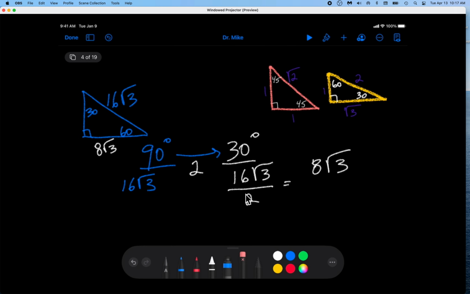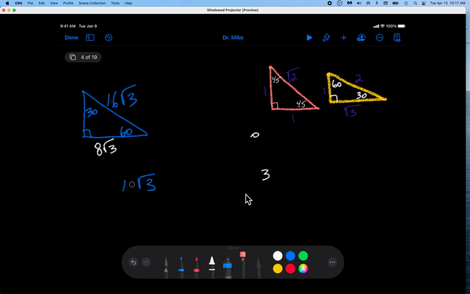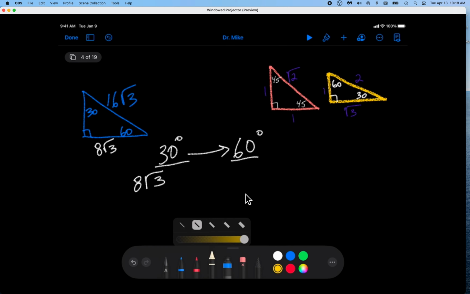Now that we have the side that's opposite the 30 degree, now we can move to the 60 degree. So here we're going to go 30 to 60. The conversion factor when you're dealing with 60 degrees is always going to be the square root of 3. The only question is, are we going to divide or multiply? We're getting bigger as we move from this side to that side, therefore we're going to multiply.